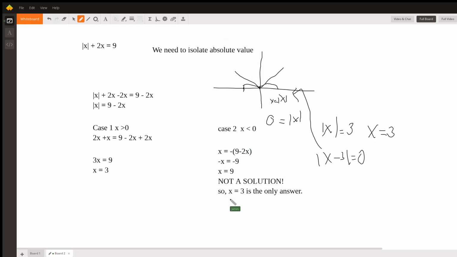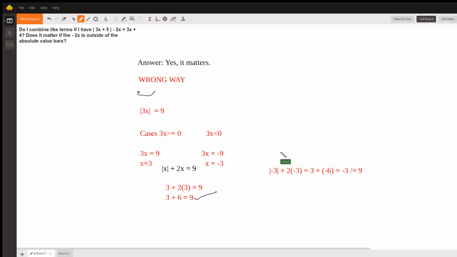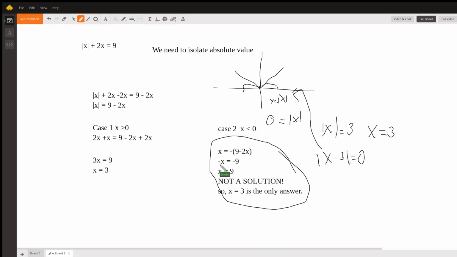So the reason it matters is because, one, it gives us wrong answers. That was not the correct answer. And when we do them, we have to be careful of our positive and negative signs.